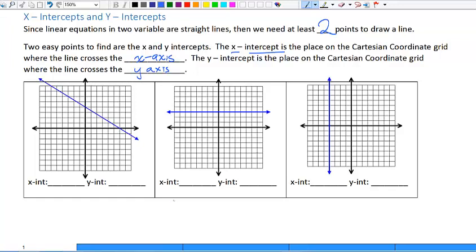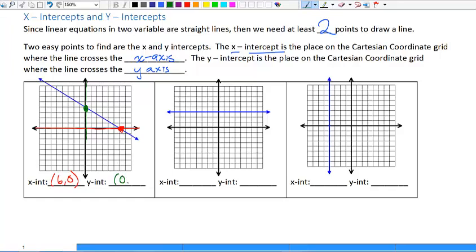So just looking at these, can you identify the x and y intercepts just by looking at the picture? So this is my x-axis right here. I'm looking along the x-axis to see where the blue line intercepts it. And I can see that point is 1, 2, 3, 4, 5, 6, comma 0. On my y-axis, it intercepts right there at 1, 2, 3, 4, it looks like.